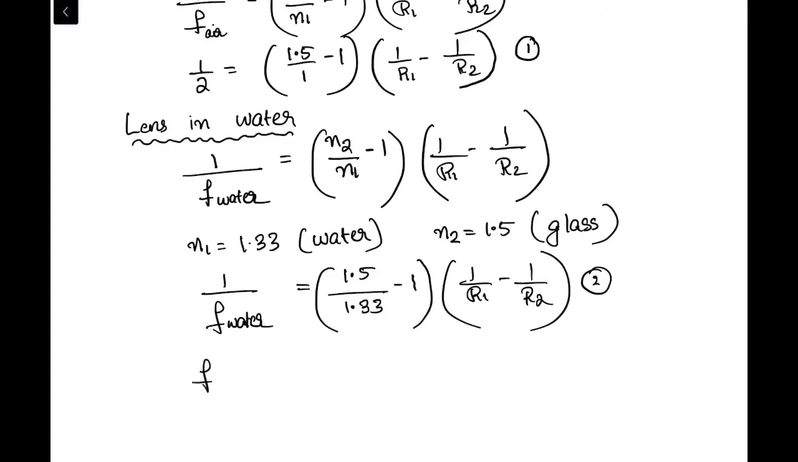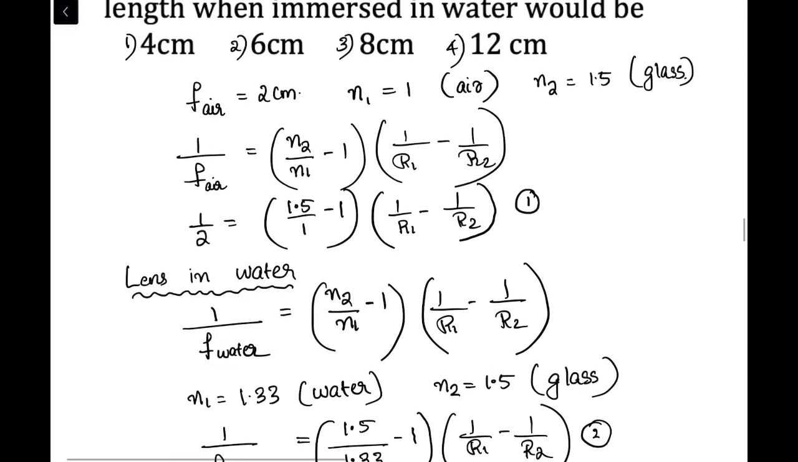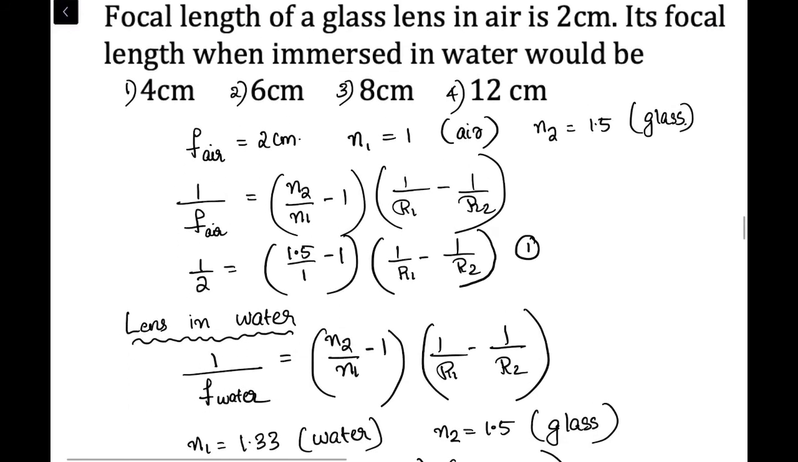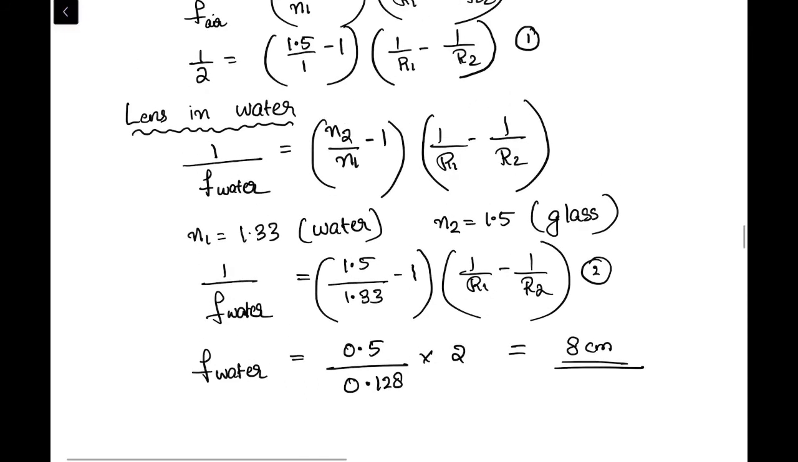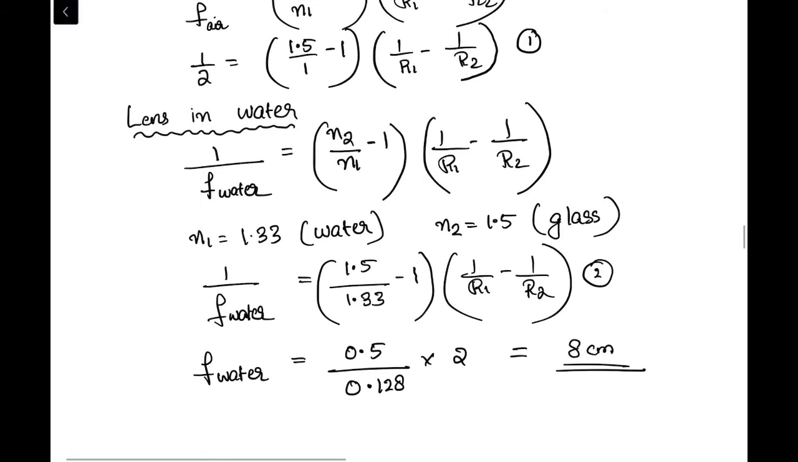Solving equations 1 and 2, you get F water, the focal length inside water. It will be 0.5 divided by 0.128, into 2, which equals 8 centimeter. So what did we conclude? The focal length which was 2 centimeter in air increased to 8 centimeter. That's what happens if you immerse a lens into a medium with higher refractive index: its focal length will increase. Did you understand?